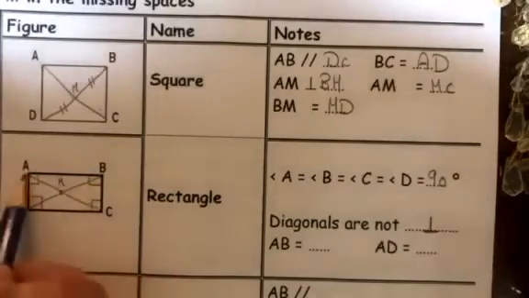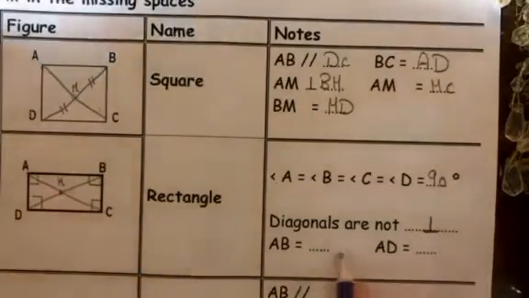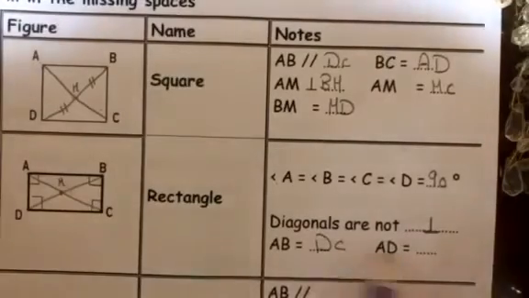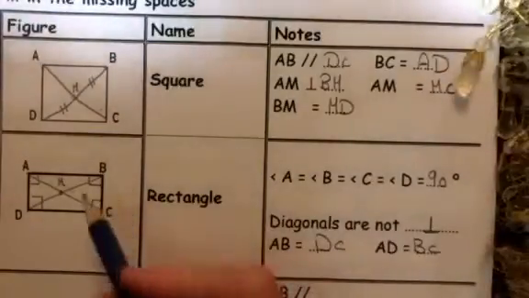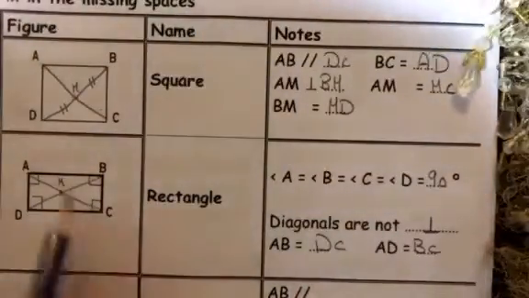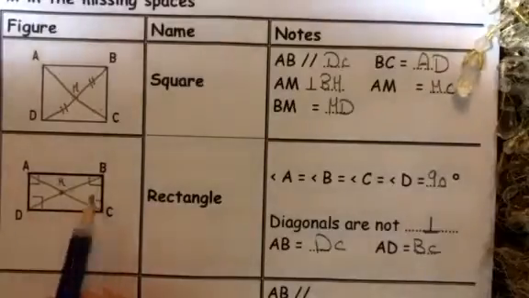AB equals to what? Side AB equals to DC. AD equals to BC. The sides of the rectangle, the two opposite sides are equal to each other. This equal to this and this equal to this.